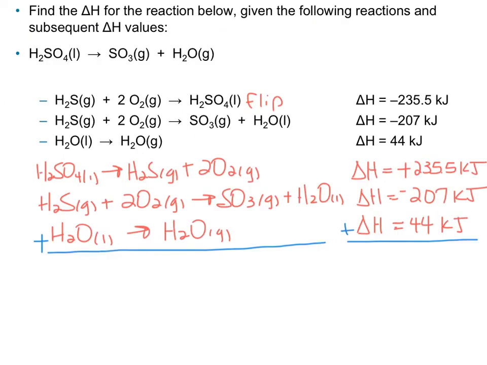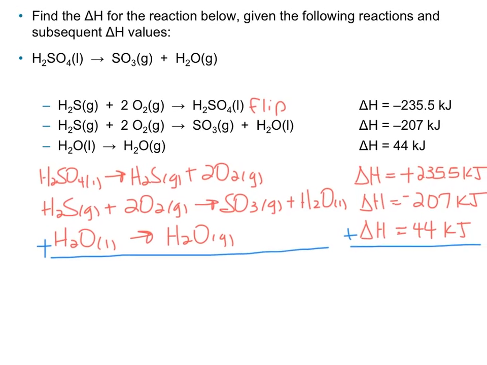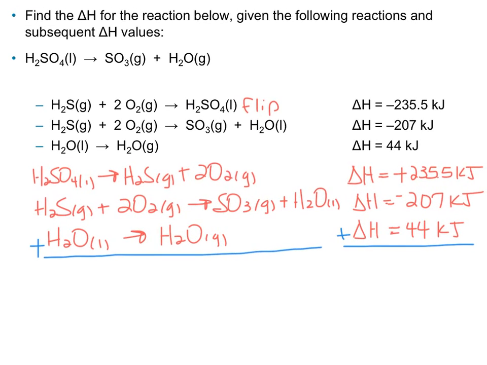So when I'm adding them together, I'm looking for things that appear the same on both sides of the yields arrow. So I can see the H2S is on both sides. I have two O2s on the reactant side and two O2s on the product side. And then I have H2O liquid on the reactant side and H2O liquid on the product side. So all of those appear on either side of the arrow, so we're going to cancel them out.